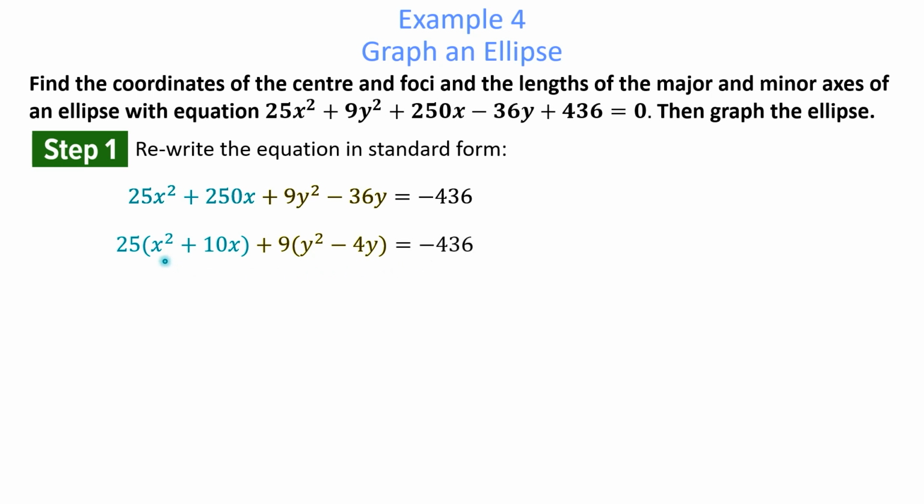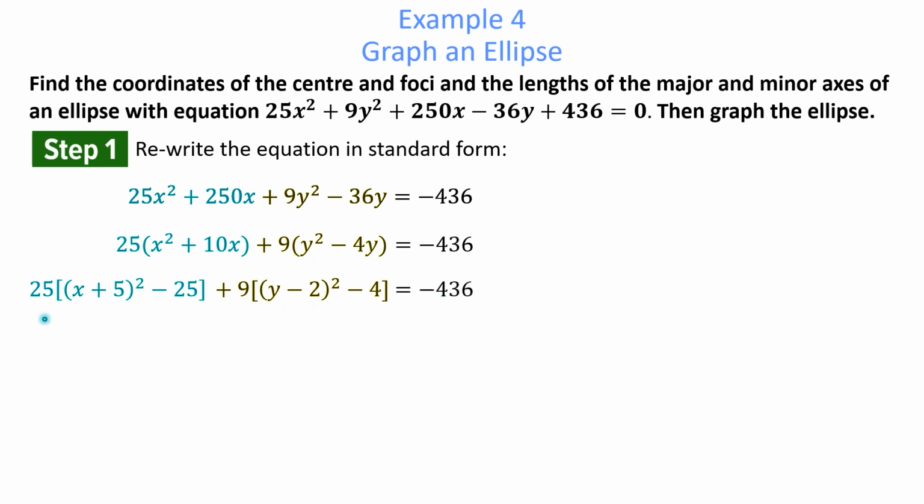Now that the coefficients of x squared and y squared are 1, we can apply the technique of completing the square. So if we apply it to this bracket in red here, we will get the following. And if we apply it to the bracket in blue here, we will get the following. And again, the right hand side remains the same.